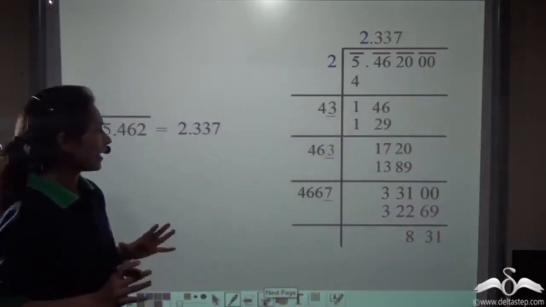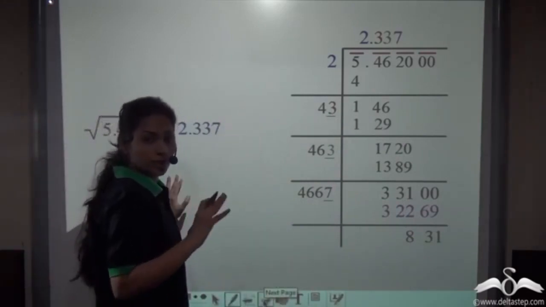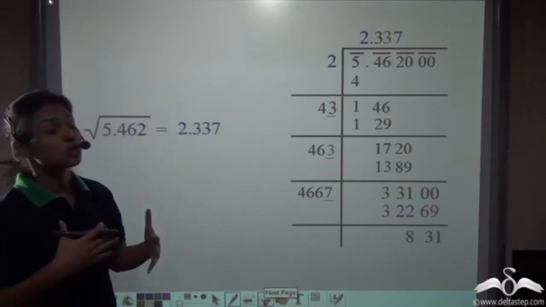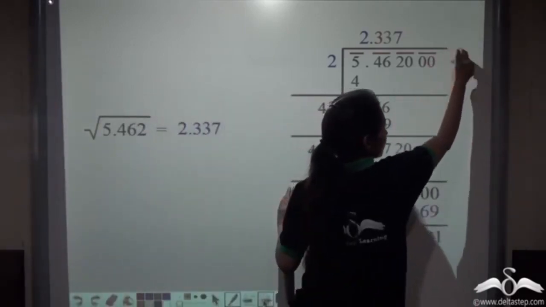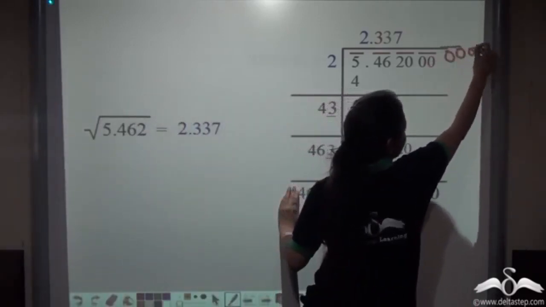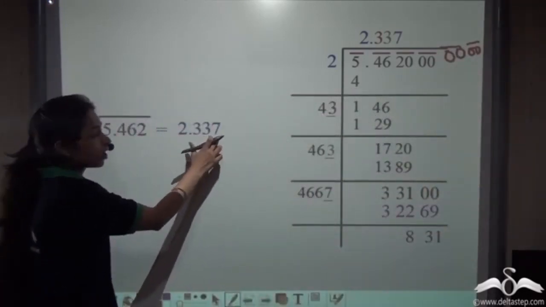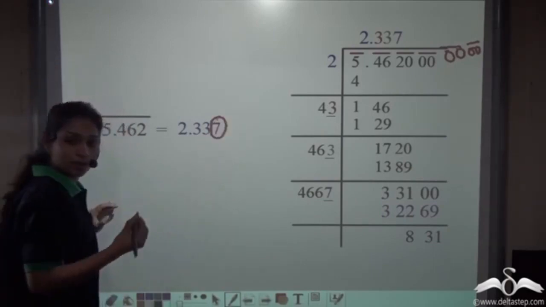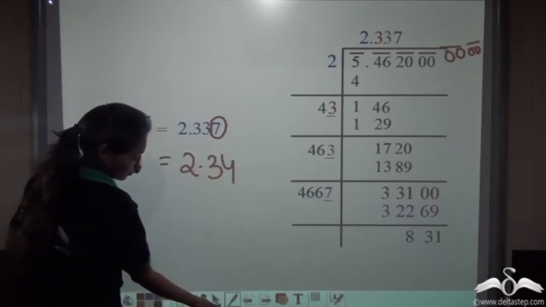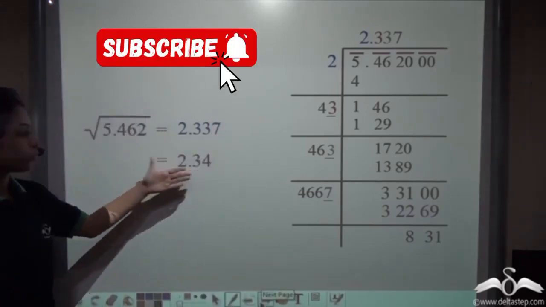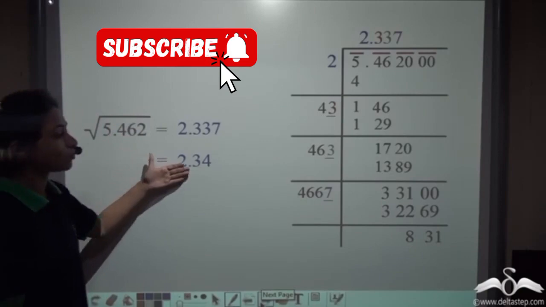We got a remainder, but then we do not need to do it further because we were asked to find out the square root up to 2 decimal places. Now suppose you are asked to find it up to more decimal places, what will you do? Again add pairs of zeros, put bars in front of them and continue with the sum. Here we have got 2.337. Now we can see that the last digit is more than 5. So we'll round it off. We get 2.34. So this is the square root of this sum. That is, 5.462 when square rooted gives us 2.34.